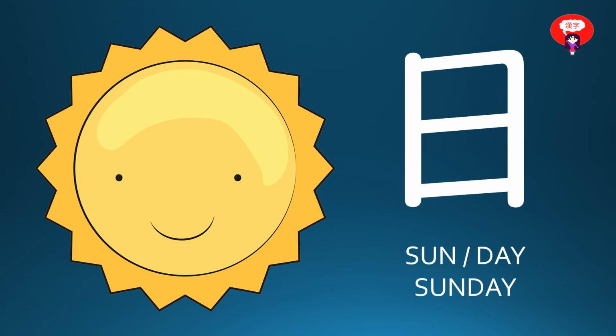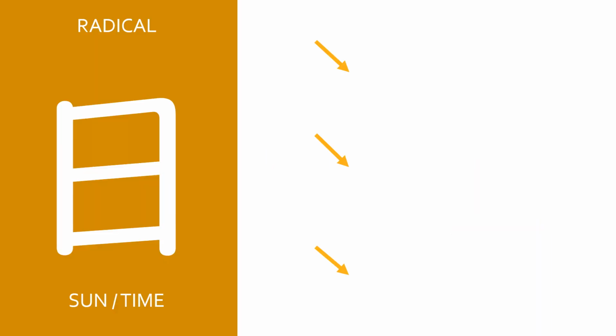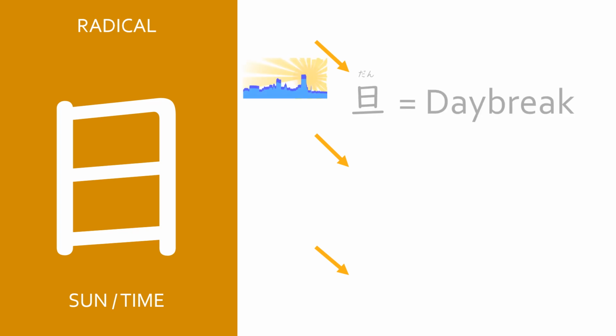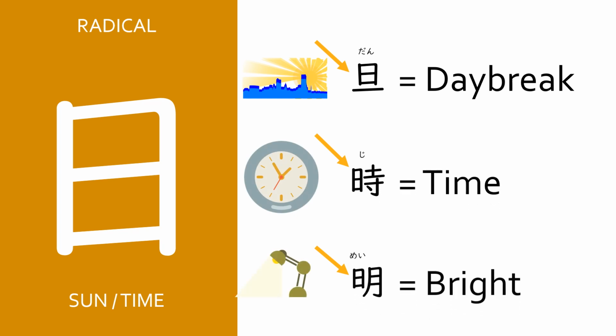Finally, we have sun, or Sunday. This kanji is the pictogram of a sun. The original form was more rounded than the current kanji. Also, a line was added in the center to distinguish it from similar characters. When the kanji for sun acts as a radical, it gives the meaning of sun or time. The examples we have are daybreak, dawn, time, ji, and bright, mei.